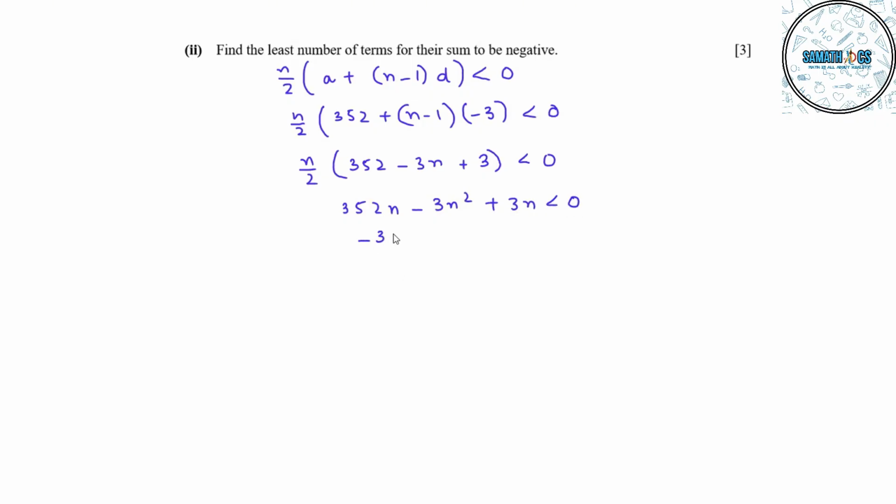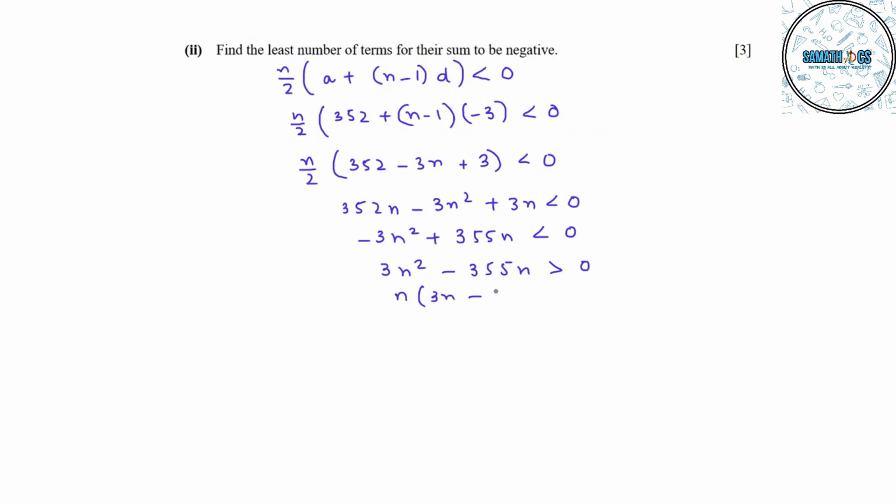Now we have minus 3n squared plus 355n, which is less than 0. Now we will make this positive, so it will be 3n squared minus 355n is greater than 0. Whenever we change the signs in an inequality, we have to change the sign of the inequality as well. Now we will take n as common.